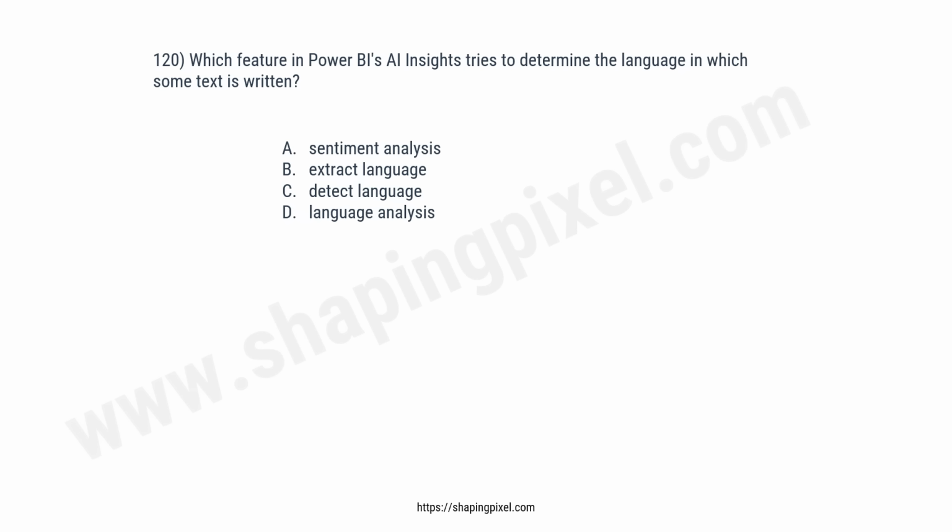Question number 120. Which feature in Power BI's AI Insights tries to determine the language in which some text is written? And we have four options: sentiment analysis, extract language, detect language, language analysis. So the right answer here is option C, detect language.